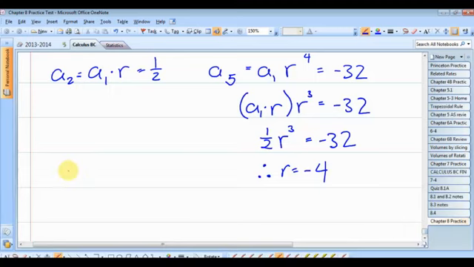So A1 times r, which is negative 4, equals 1/2. A1 therefore is negative 1/8.